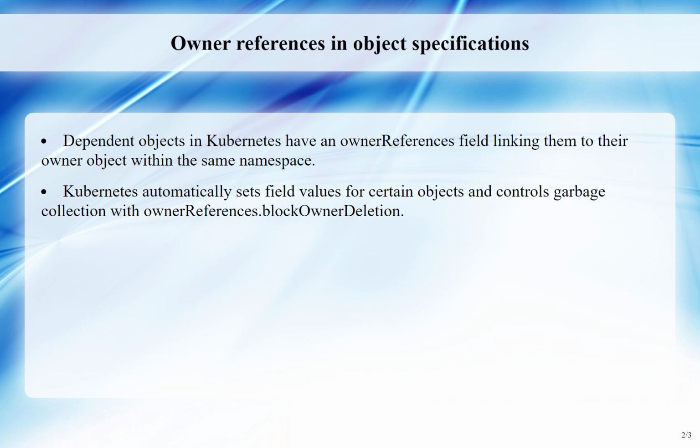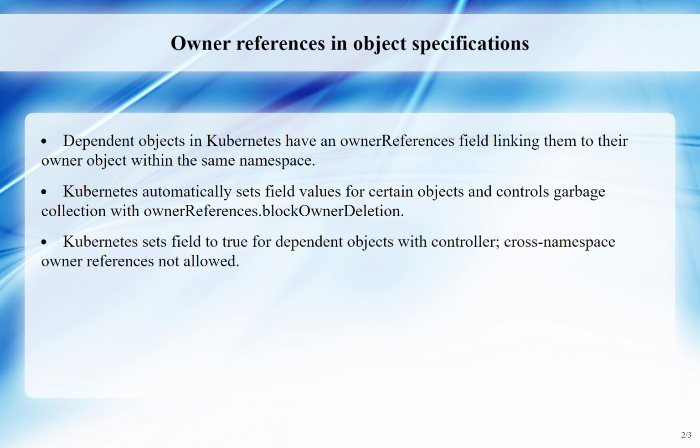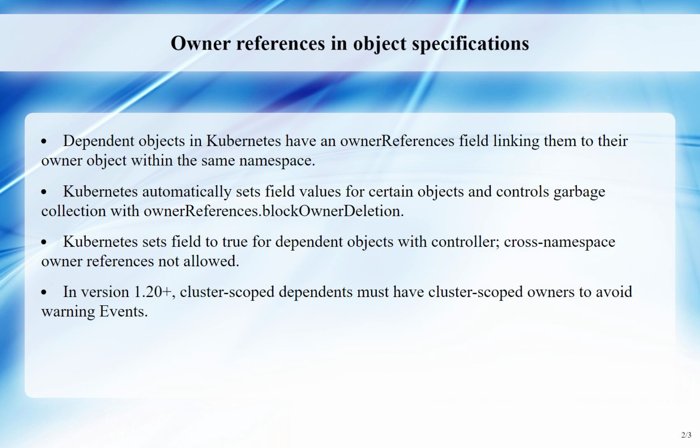The ownerReferences.blockOwnerDeletion field controls whether dependents can block garbage collection from deleting their owner object. Kubernetes sets this field to true for dependent objects that have a controller, like the deployment controller. It is noted that cross-namespace owner references are not allowed in Kubernetes. Namespace dependents must have namespaced owners in the same namespace. Cluster scope dependents can only have cluster scoped owners.